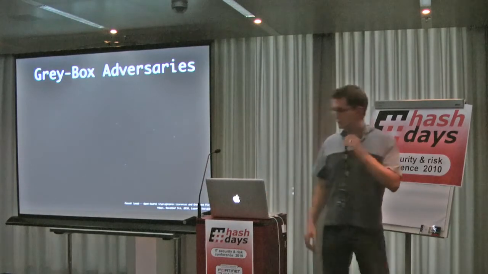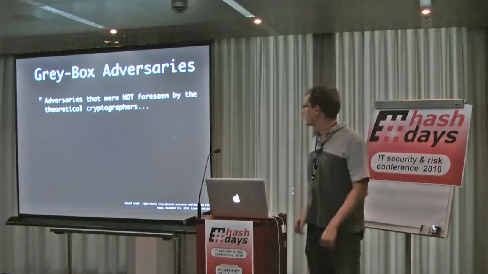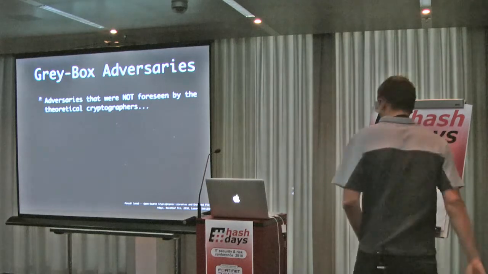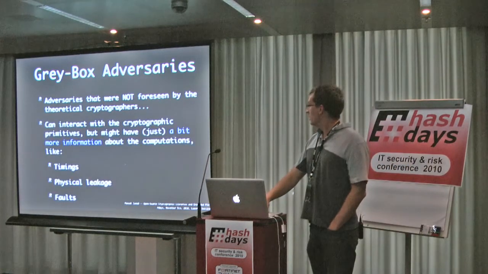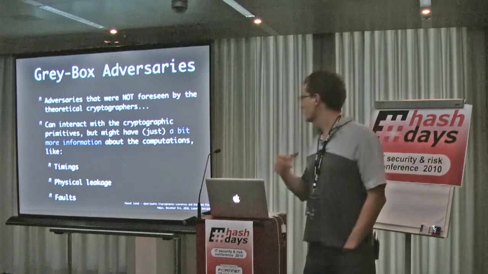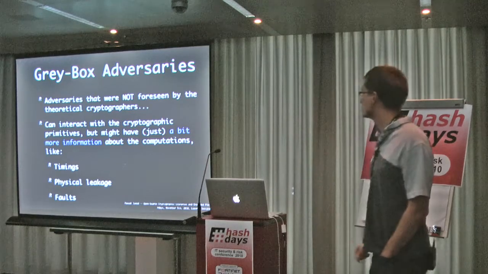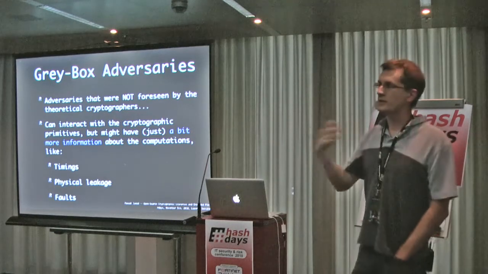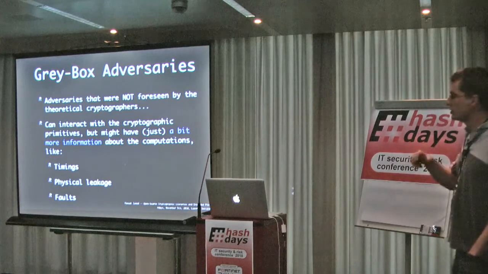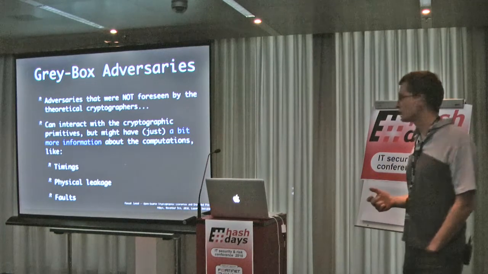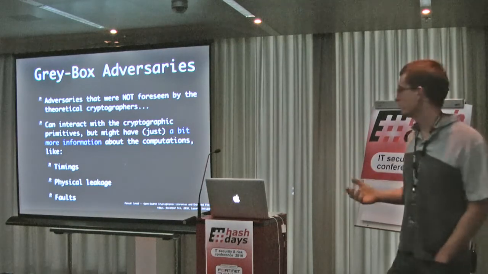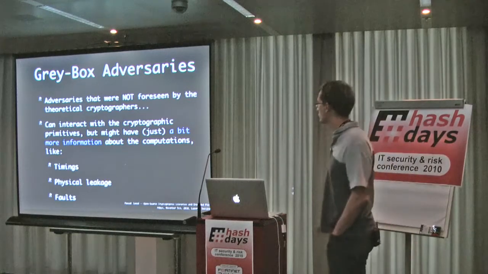And then there are gray box adversaries. So that is a type of adversaries that were not foreseen by the theoretical cryptographer, let's say 20 years ago. Basically, they can interact with the cryptographic primitives, but they might have just a little bit more information about the computations. Like for instance, the timings which are used to compute an operation involving secret keys, or maybe some physical information about physical leakage, like power consumption, or maybe they are just able to perturb the computation and to induce faults in the computations.